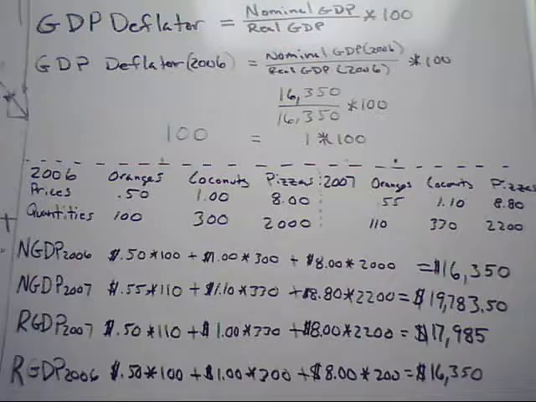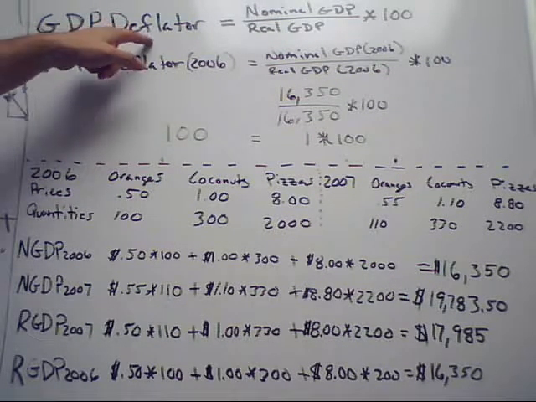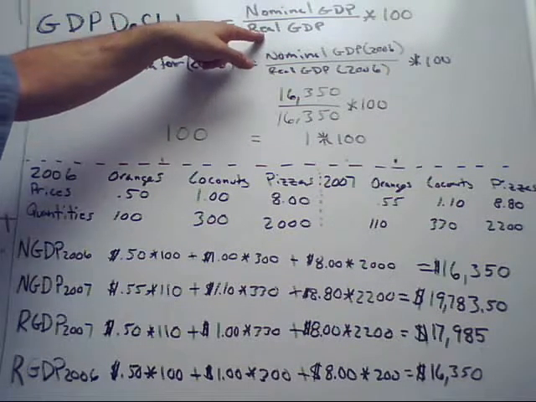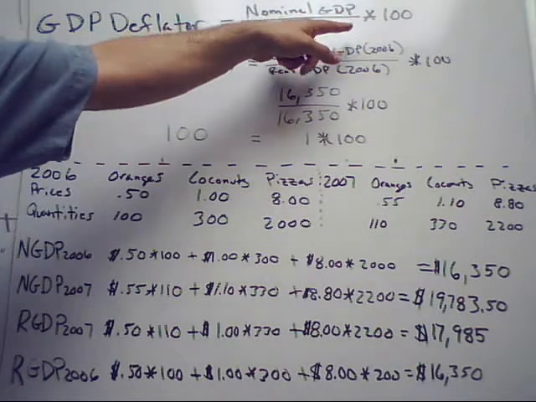Another useful term is the GDP deflator. This allows us to look at nominal GDP and use the deflator to get at real GDP. And we construct the GDP deflator using this equation here. The GDP deflator is equal to nominal GDP divided by real GDP times 100.